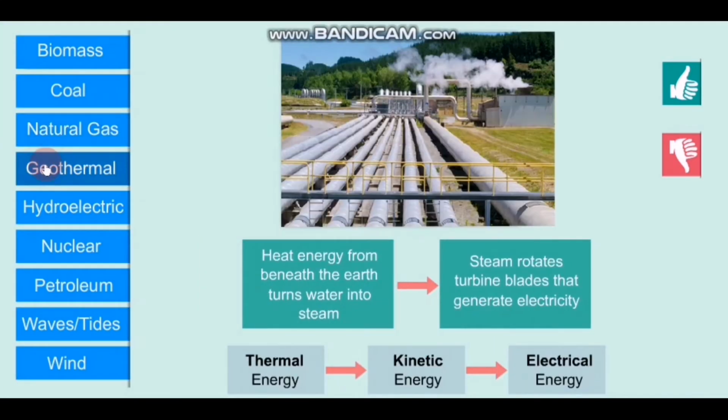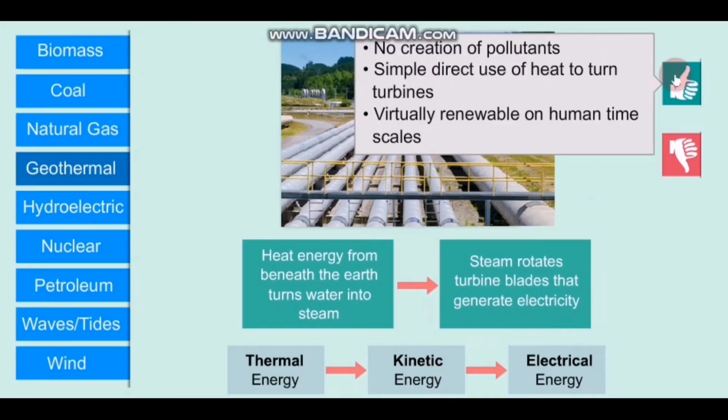Okay, next we have the geothermal power plant. In a geothermal power plant, heat is collected and channeled from the earth and used to turn water into steam, which is used to rotate the blades and induce electricity. The changes of energy are from thermal energy into kinetic energy into electrical energy. And the advantages of this type of plant: it causes no pollution, uses direct heat to turn the turbines, and it is called a virtually renewable source.